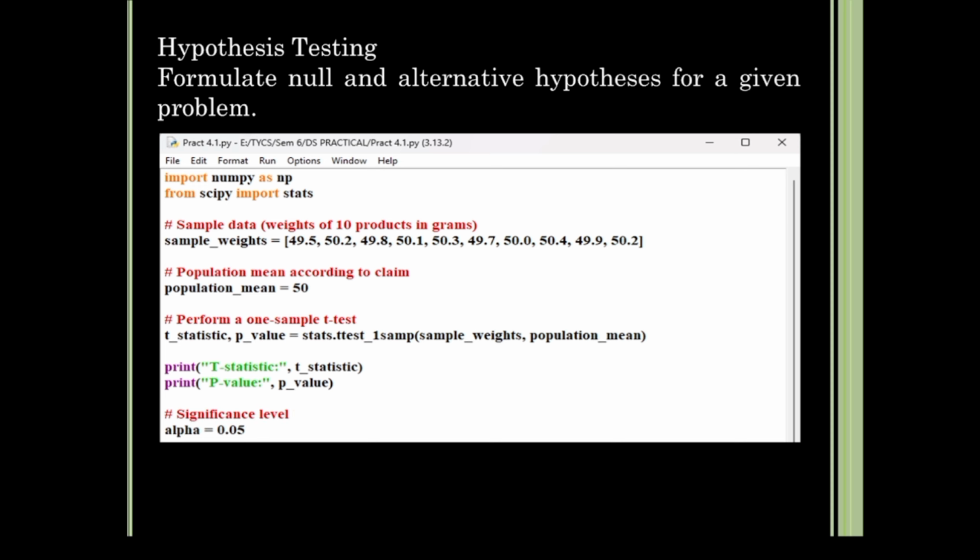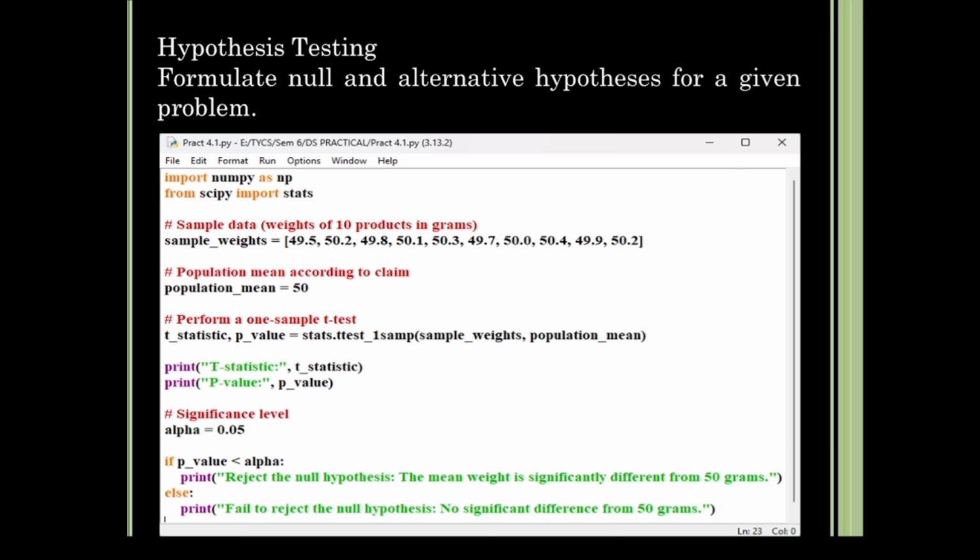Next, alpha equals 0.05, which sets the significance level to 5%, which means that we allow a 5% chance of making a type 1 error. Next, if p_value is less than alpha, then it prints reject the null hypothesis, the mean weight is significantly different from 50 grams. Else, print fail to reject the null hypothesis, no significant difference from 50 grams.